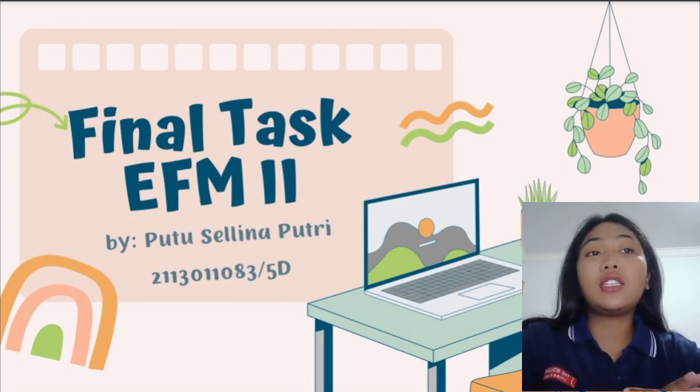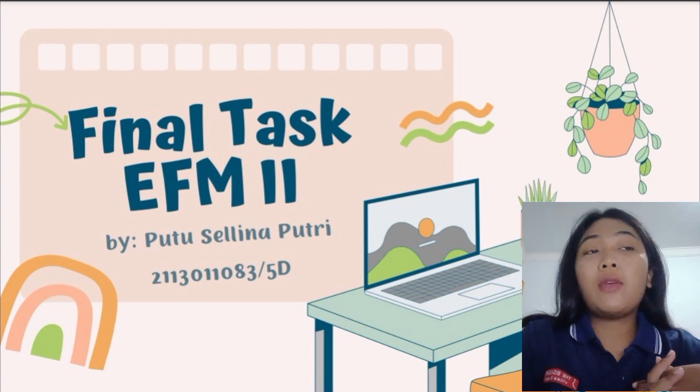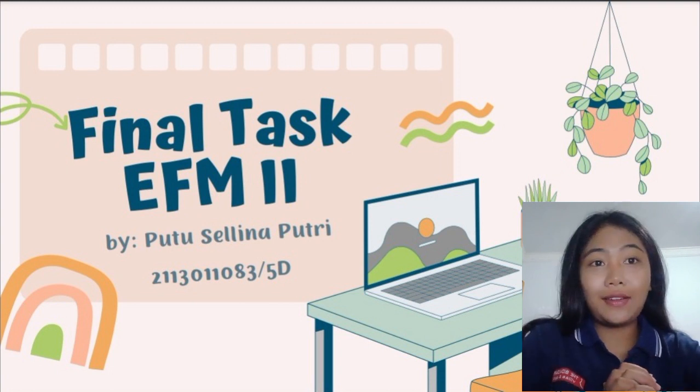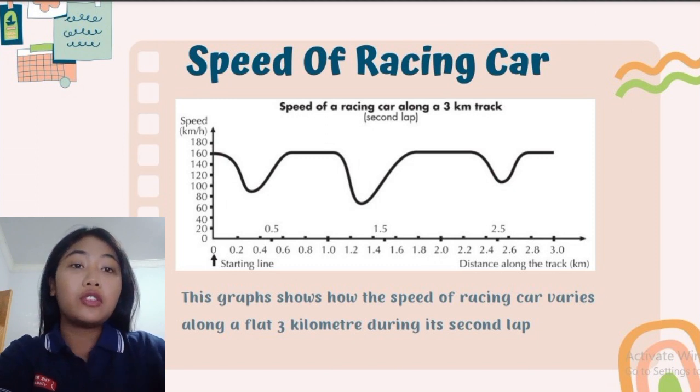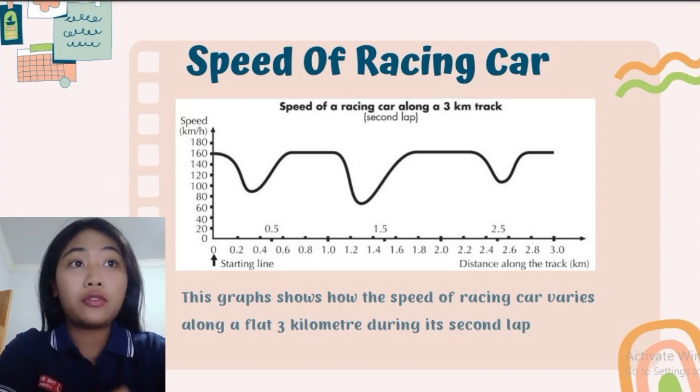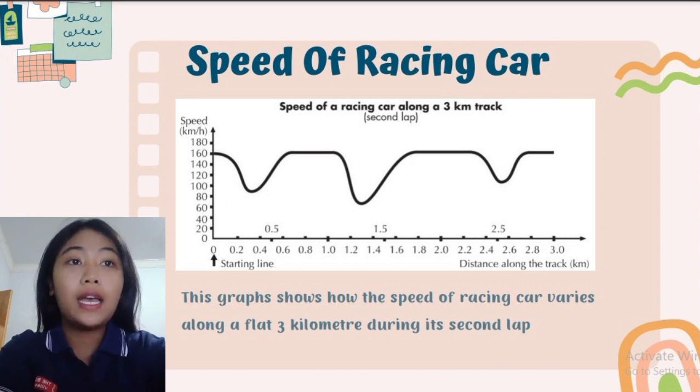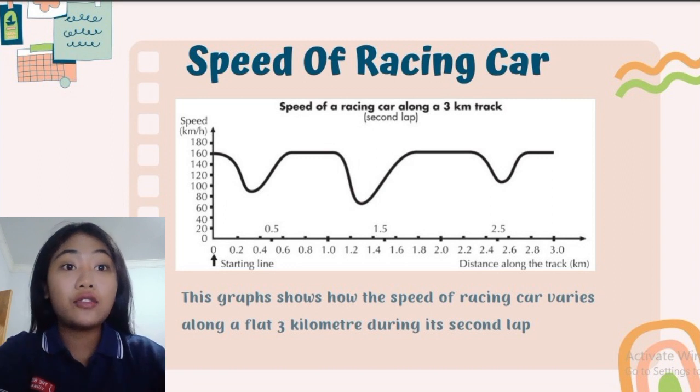So for the fulfillment of the final assignment of the EFM 2 course, I will explain the answers of the materials questions that I have chosen. The name of the material is the speed of racing cars. First I will show you the graph of the speed of a racing car along a 3-kilometer track. It is the second lap. This graph shows how the speed of the racing car varies along a flat 3 kilometer track during its second lap. What I see from this graph is that there are 3 turns, with the second turn being the longest.